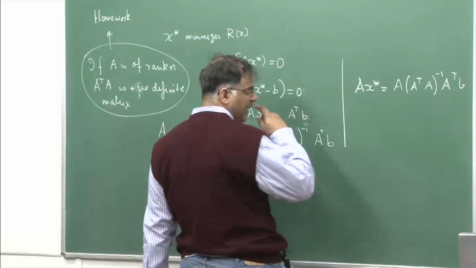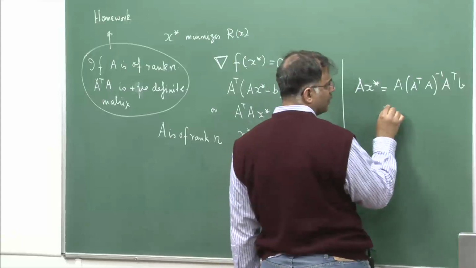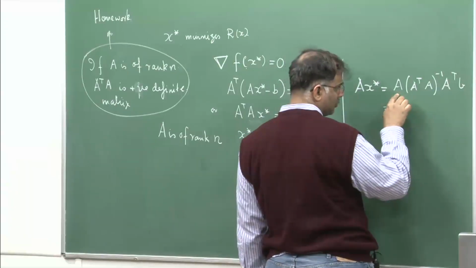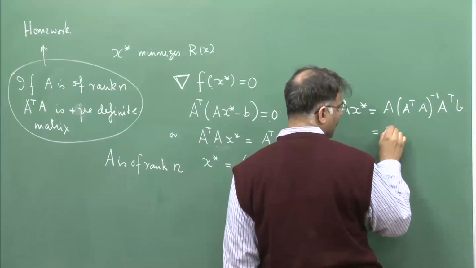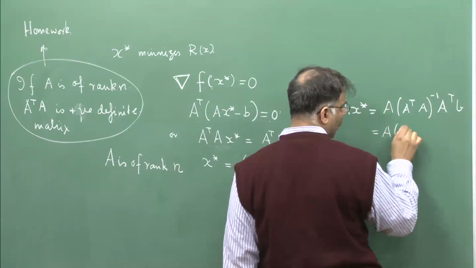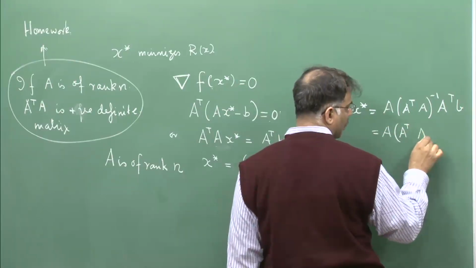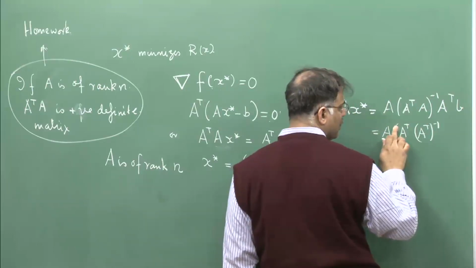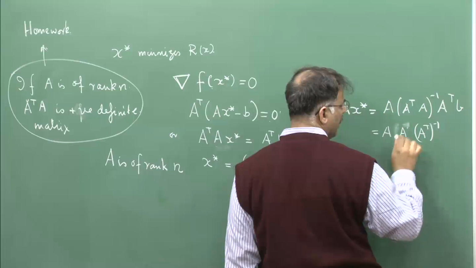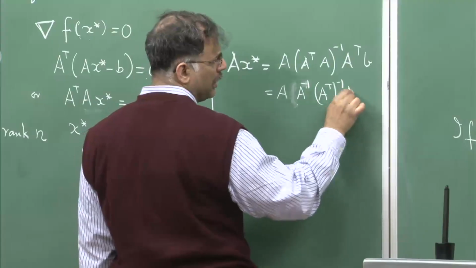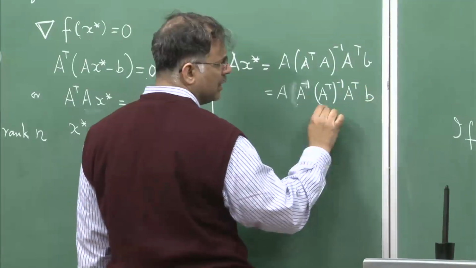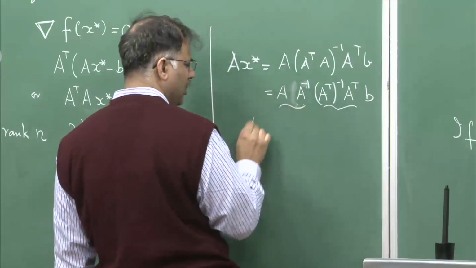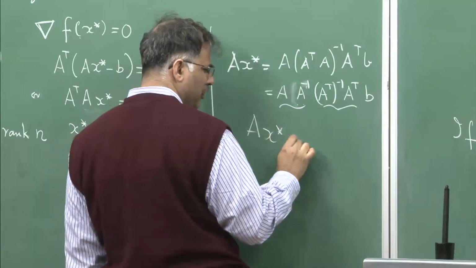Now, what is Ax star? Let me see what happens. Now this can be written as A inverse, A transpose inverse, because AB inverse is B inverse A inverse. So this is A inverse, A transpose inverse B. This is identity and this is identity. So you have Ax star is equal to B.